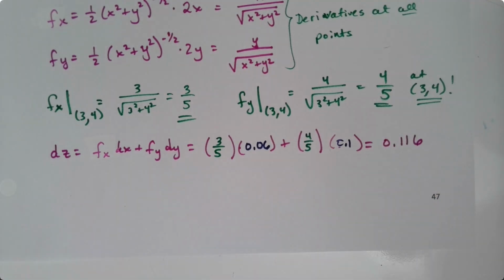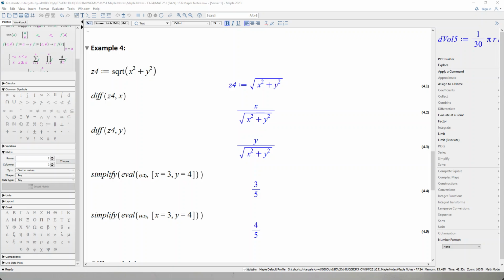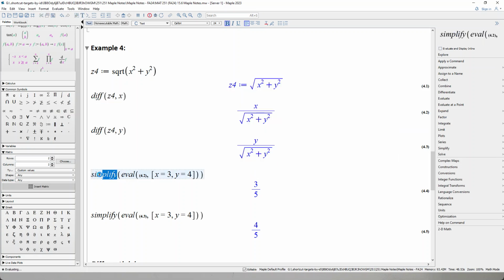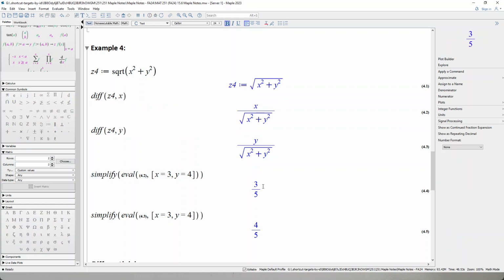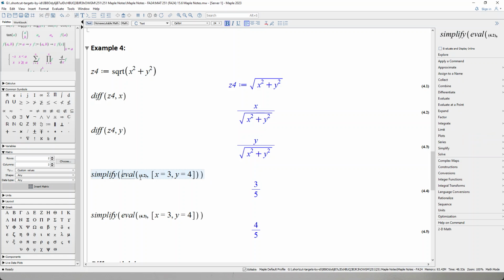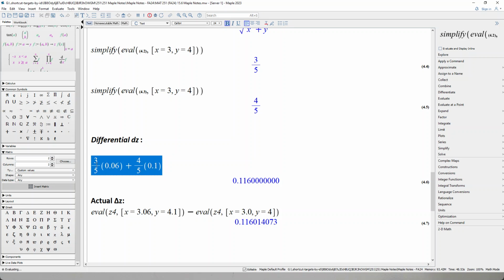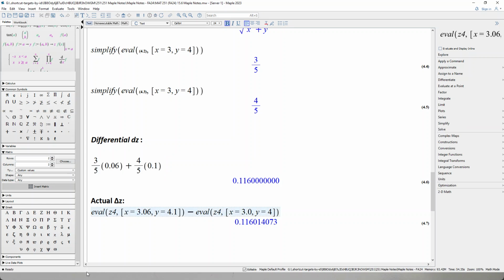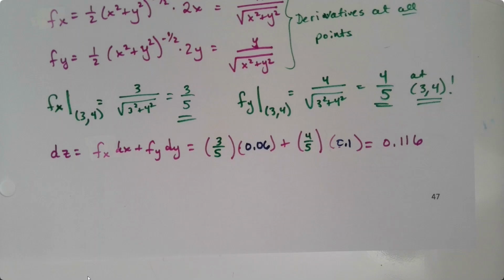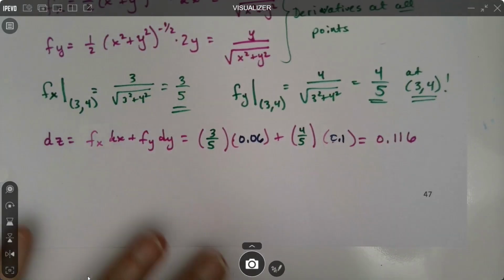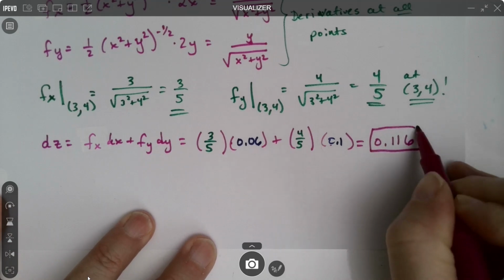I can show you in Maple because I did it. There it is. I even had it verify my derivatives for me for fun. Interestingly enough, Maple, without the simplify command, gave me 3 square root of 25 over 5, which the square root of 25 is 5, so I don't know what it was doing there. So I put a simplify command in front of it as well. And there we have it. So 3/5, 4/5, and then I put it in right there. Oh, and then there's the actual value if we want to see it, because we wanted to make that comparison. Okay, so this is 0.116. This is the approximation.